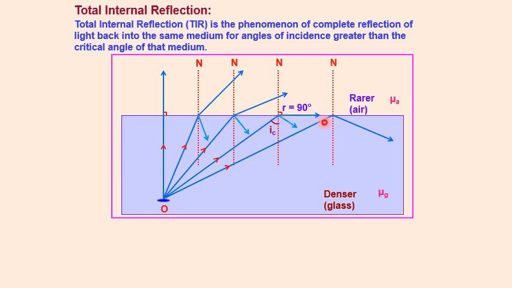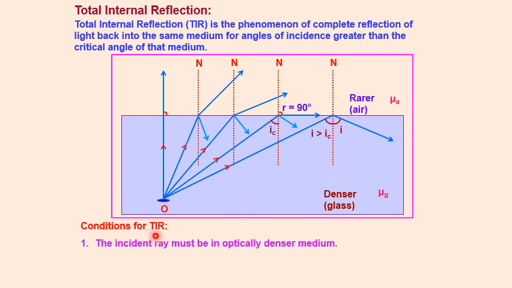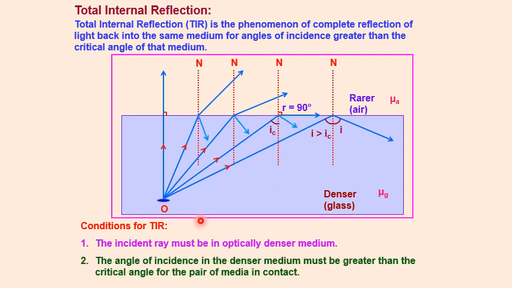If we further increase the angle, then no refraction will take place, only reflection of light occurs. This is the phenomenon of TIR. So the necessary conditions for TIR are: first, the incident ray must be in optically denser medium, that is, the light ray must travel from denser to rarer medium. Second, the angle of incidence in the denser medium must be greater than the critical angle for the pair of media in contact.